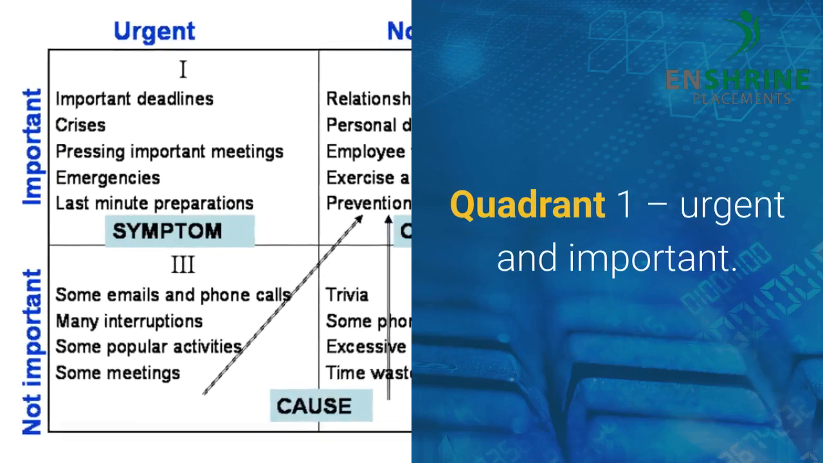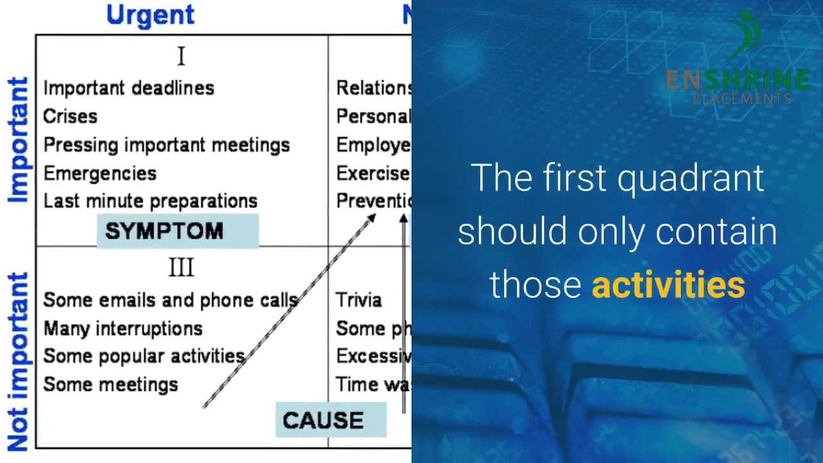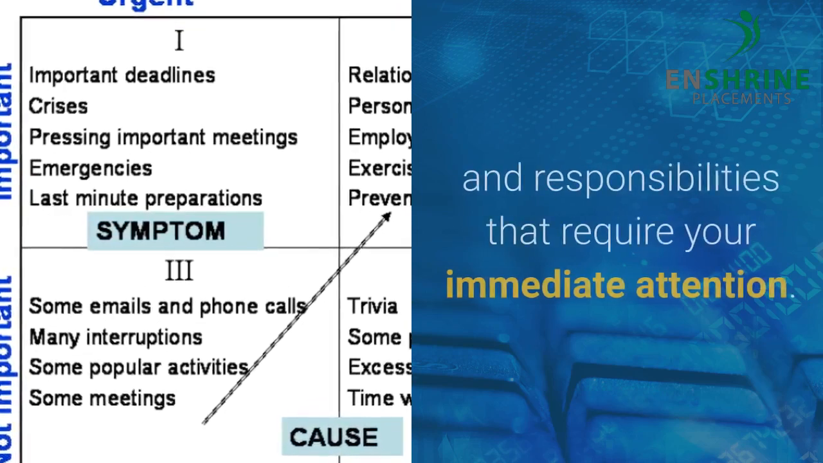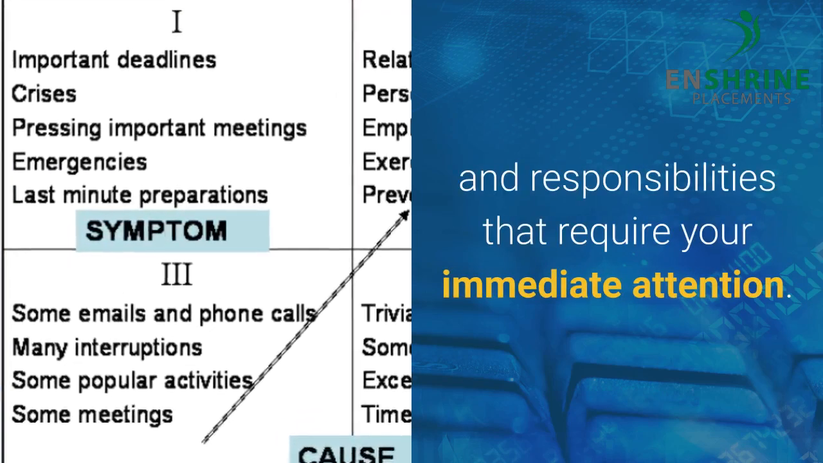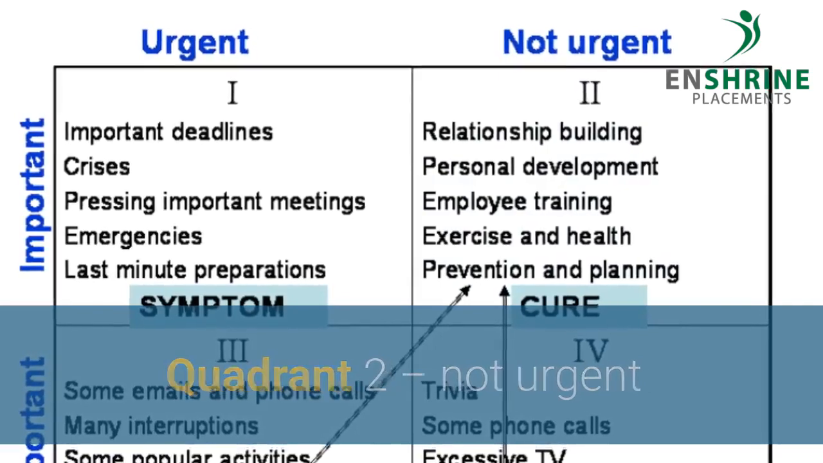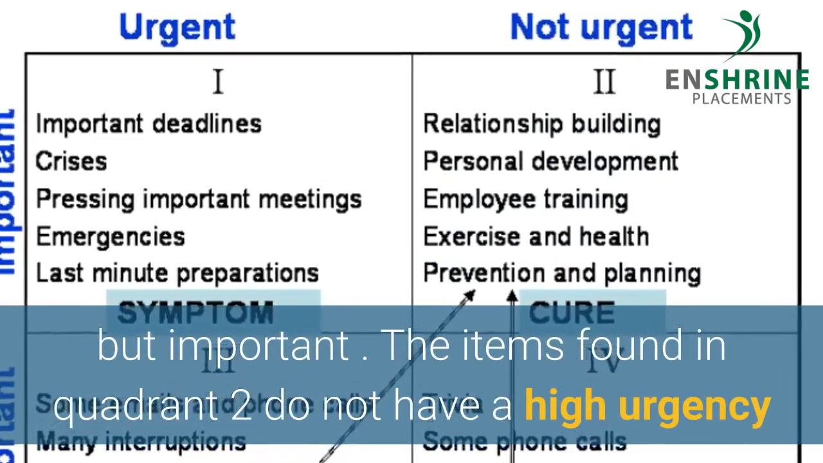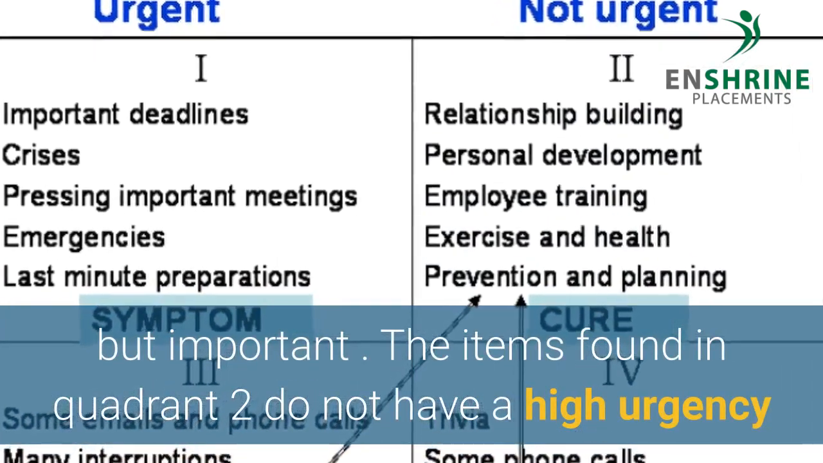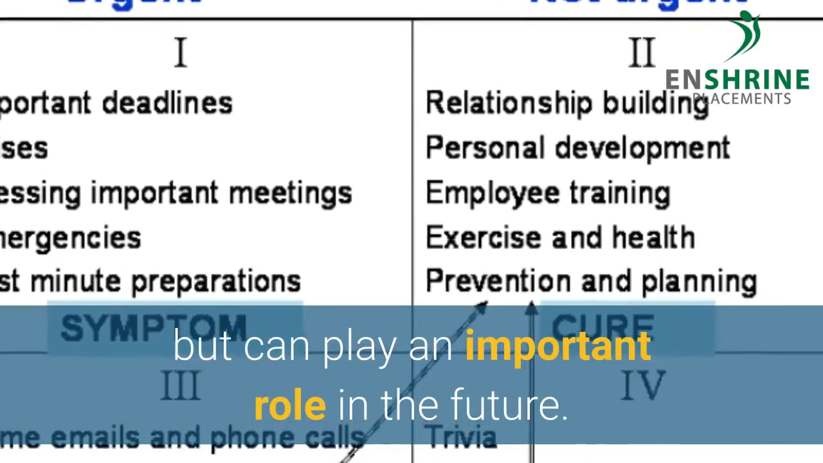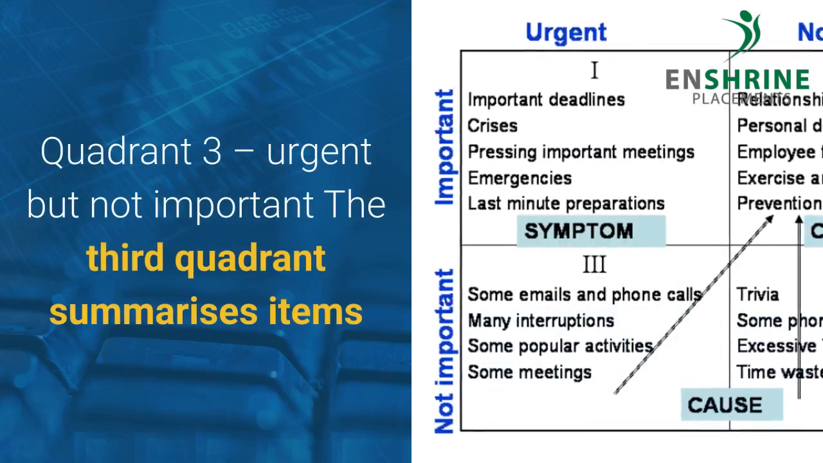Quadrant 1, urgent and important. The first quadrant should only contain those activities and responsibilities that require your immediate attention. Quadrant 2, not urgent but important. The items found in Quadrant 2 do not have a high urgency but can play an important role in the future. Quadrant 3, urgent but not important.